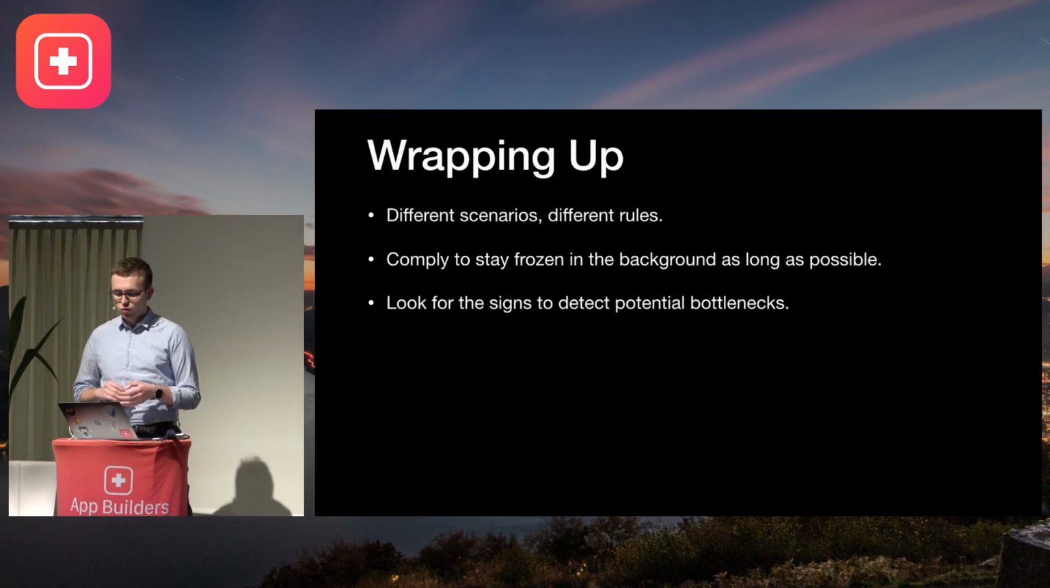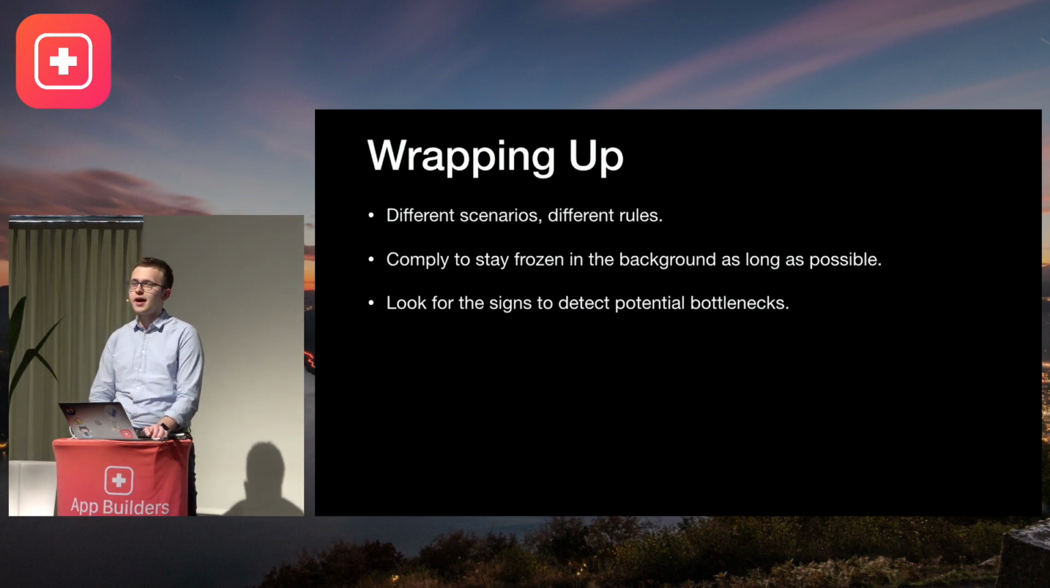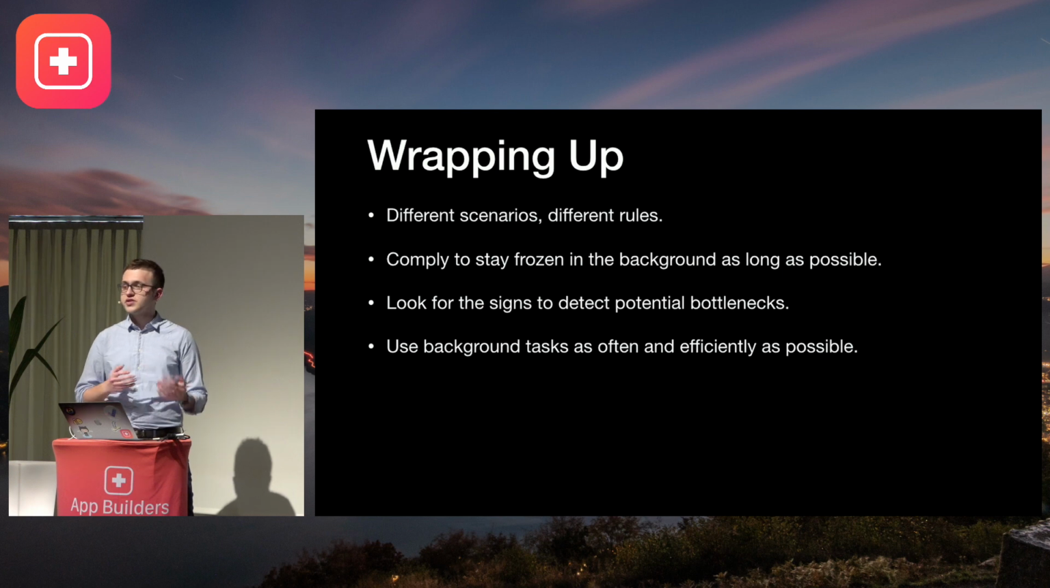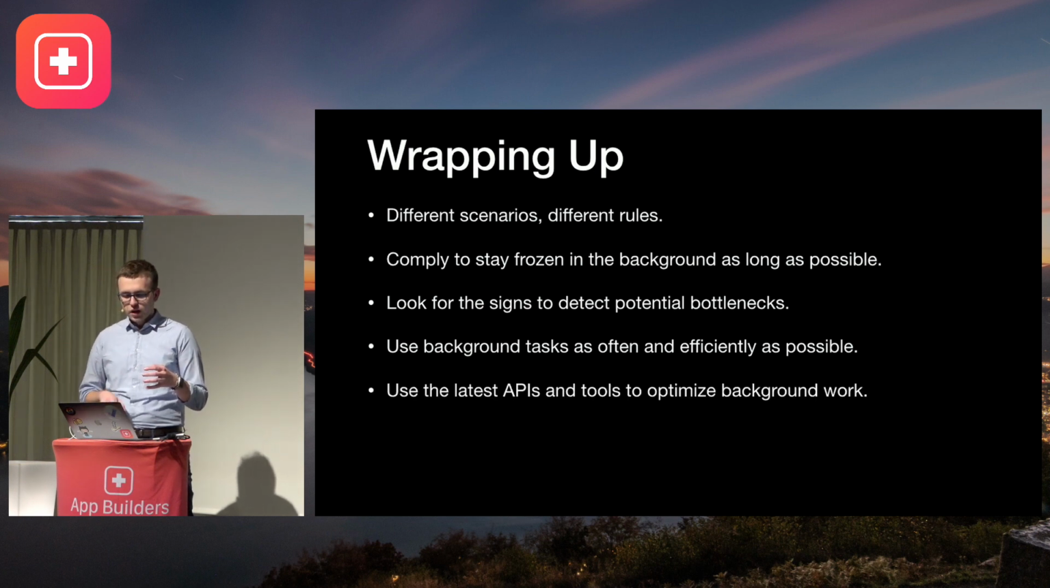There are some signs that can warn you about issues in the background, such as specific crash codes and user complaints about missing data and high battery usage. You should use background tasks as often as possible, but at the same time, you should be careful about its caveats, and it's a nice idea to try to define a central place to manage them. It's a good thing to use the latest system APIs and the newest extensions to optimize your background work.